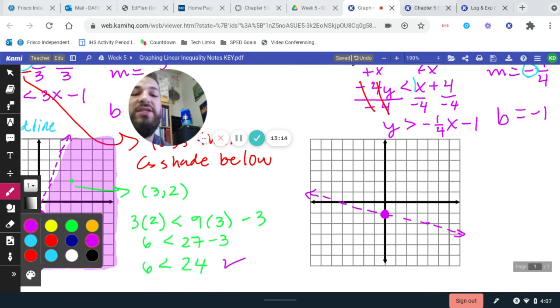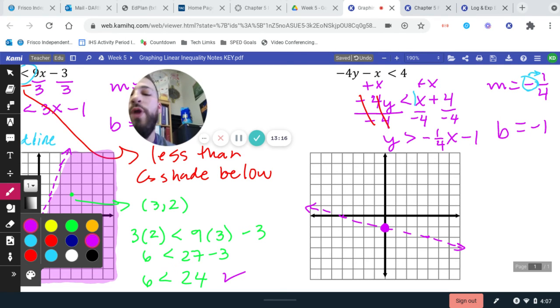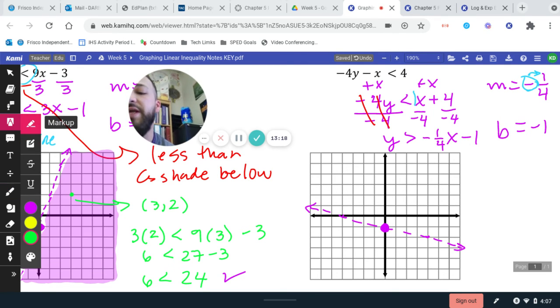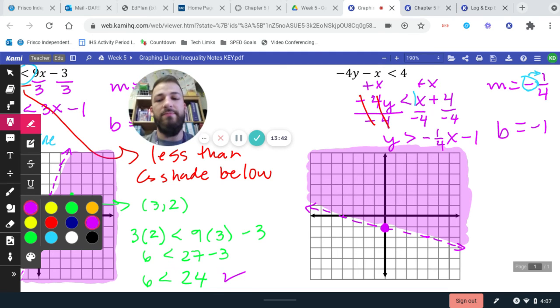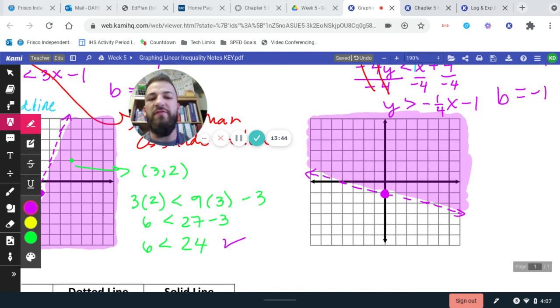Of course, with my arrow still on the end. And then as y is greater than, greater than is going to be shaded up above. Just like that. And once again, it does not have to be perfect, y'all.